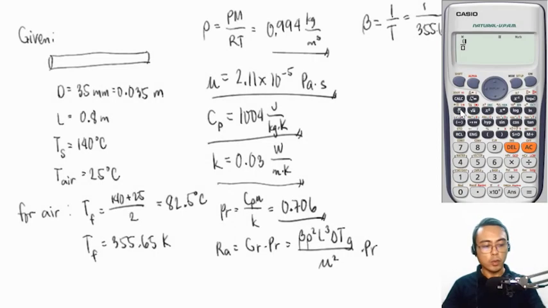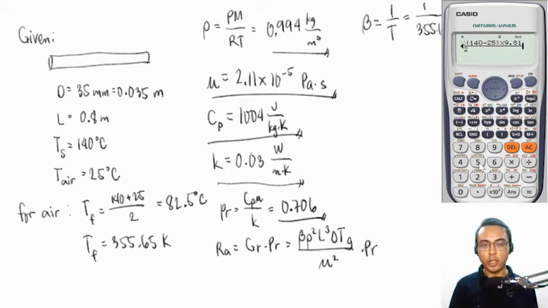If we solve for the Rayleigh number, we now have beta or 1 over 355.65 Kelvin times density squared, 0.994 squared, times the cube of the characteristic length times delta T. Delta T is simply the temperature difference, that is the surface temperature minus the bulk temperature of the fluid, that is 140 minus 25 degrees Celsius. No need to convert to Kelvins because the conversion factors will just cancel. And finally, multiply that with g or 9.81 meters per second squared, divided by viscosity squared, that is 2.11 times 10 raised to negative 5, squared.